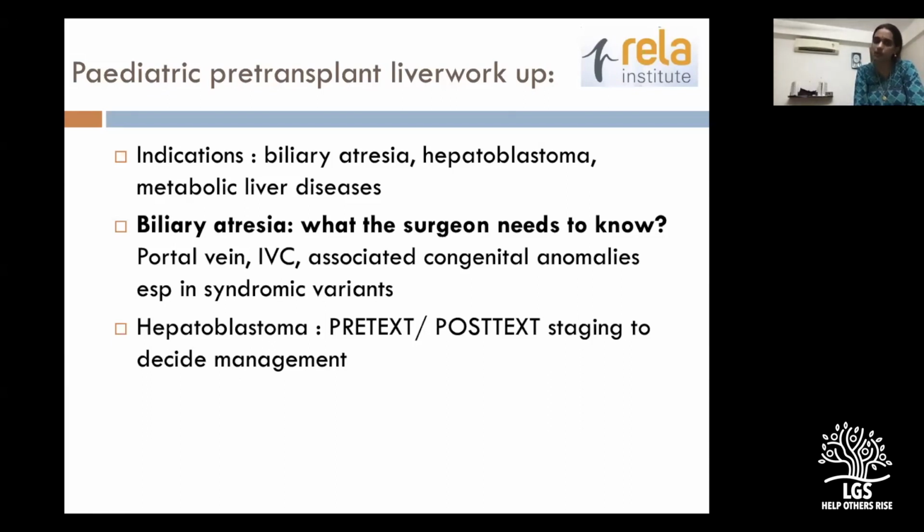Hepatoblastoma, I'll be briefly talking about the COG pre-treatment and post-treatment extent staging of tumor to decide further management.